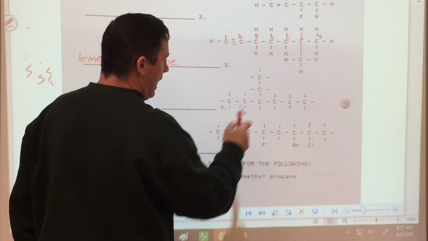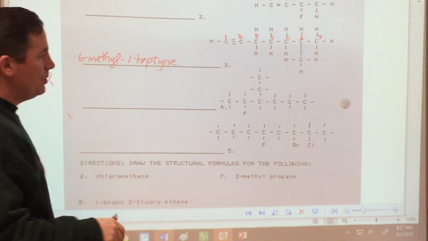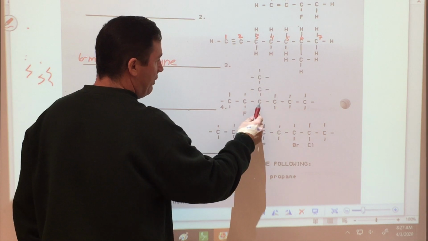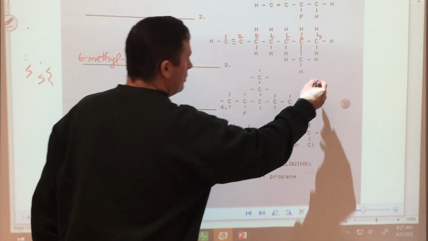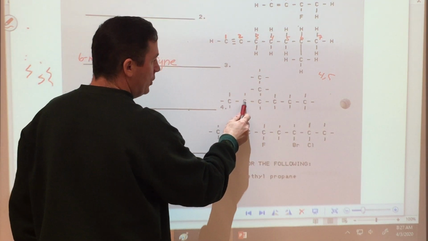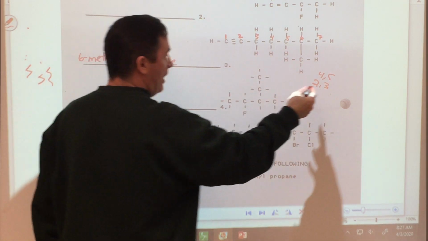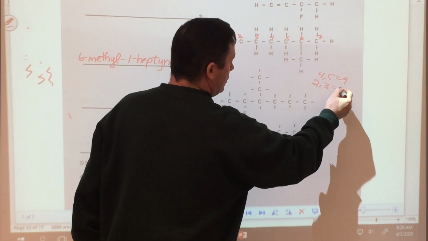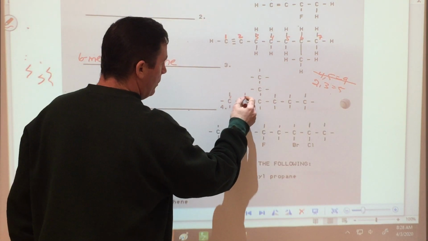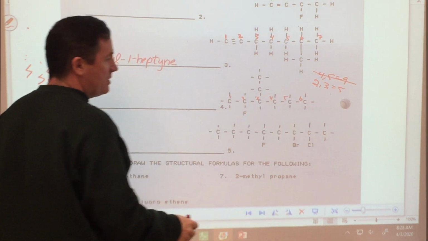Well, how do I number? Remember, I want the lowest combination of numbers if there are substituents. So if I did 1, 2, 3, 4, it could be 4-ethyl, 5-fluoro. So I could go 4, 5. Or I could go 1, 2, 3. Well, from experience and basic math, this totals 9, this one totals 5. I'm going with the lowest one. So I'm going to start over here with 1, 2, 3, 4, 5, and 6.